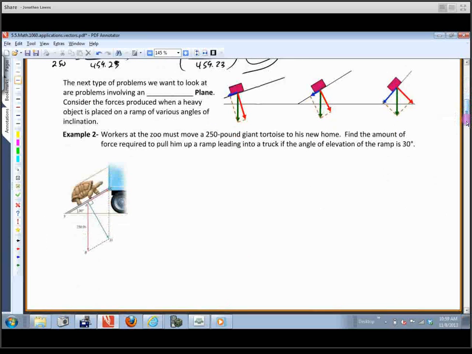Okay, the next type of problem we're going to look at involves what we call an inclined plane. So an inclined plane. In other words, we're talking about a ramp. And so we want to think about this and consider the forces that occur when we put a mass or a weighted block or something like that on a ramp.